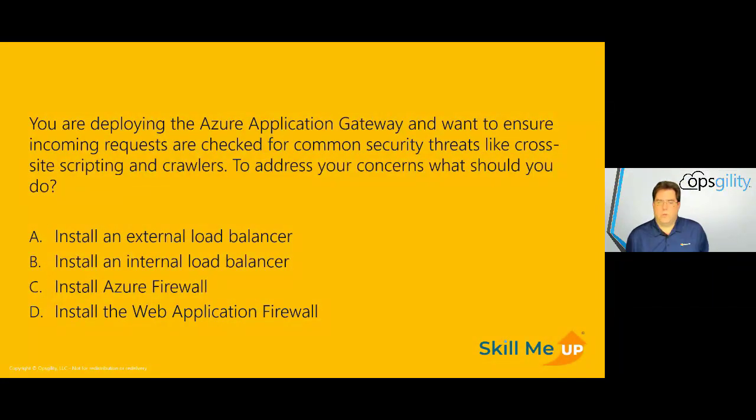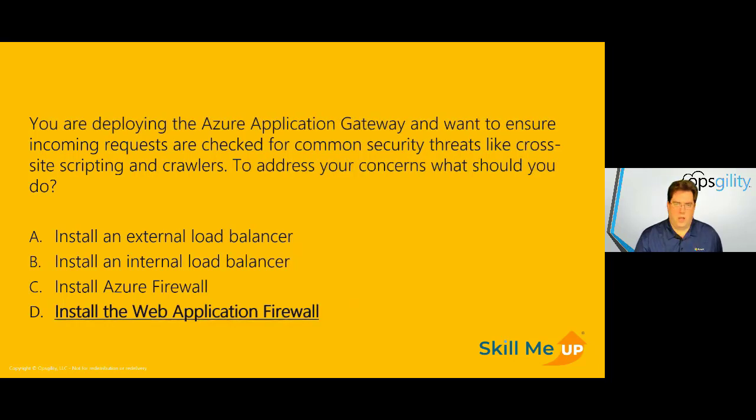All right, let's do some more knowledge checking here. You are deploying the Azure Application Gateway and want to ensure incoming requests are checked for common security threats like cross-site scripting and crawlers. To address your concerns, what should you do? What can you add to an Azure Application Gateway for common security threats? Hopefully everybody here said install the WAF. Add web application firewall to that Azure Application Gateway.